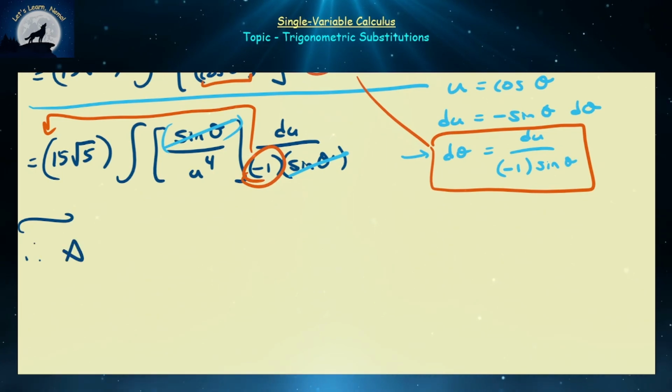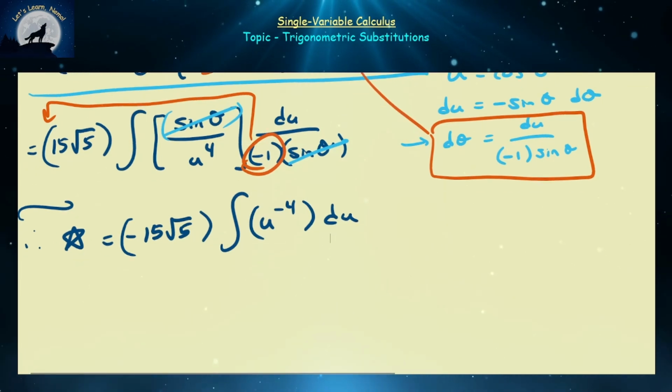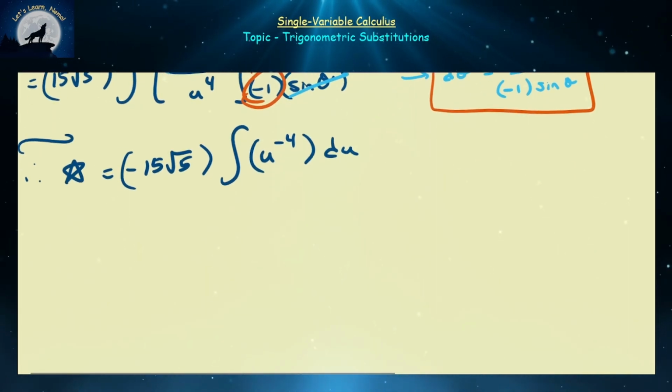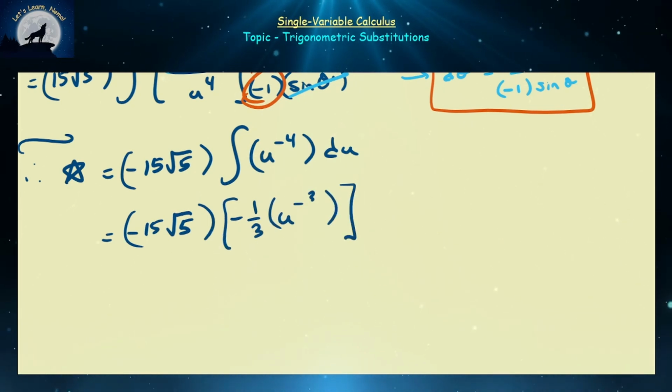So that means our integral of interest is going to be negative 15 square roots of 5 times the integral of u to the minus 4 du. So that's actually pretty nice. Now we can just use the power rule in terms of u, and that's going to give us what? So we're going to have minus 15 times the square root of 5 times, so add 1 to that, that's going to be minus 3. So we're going to have u to the minus 3 divided by that new exponent. And then we're going to have our plus c as usual.